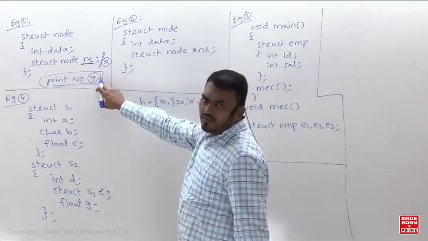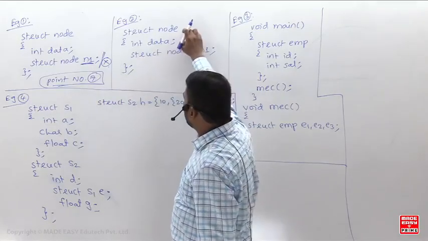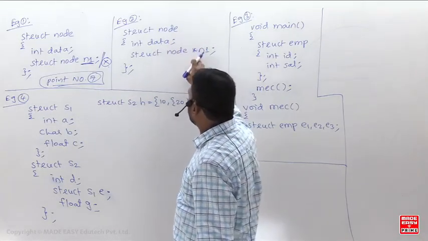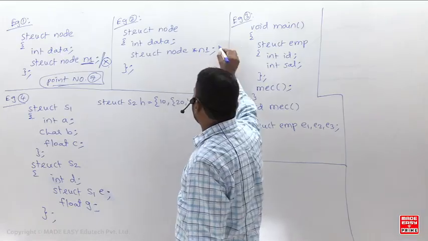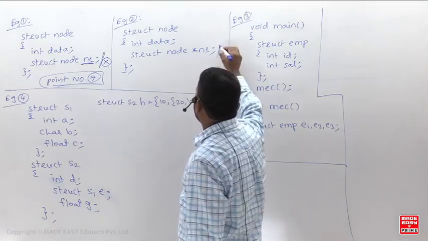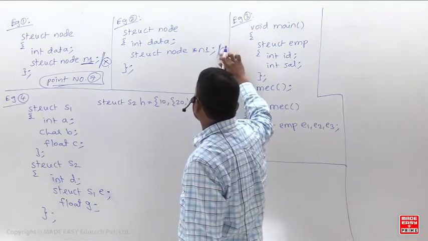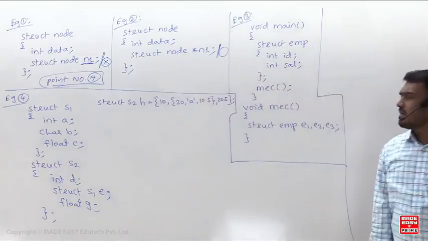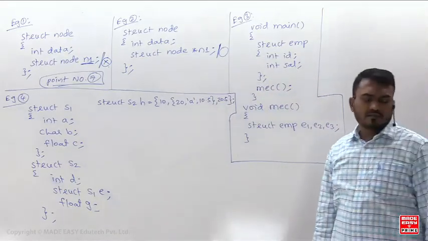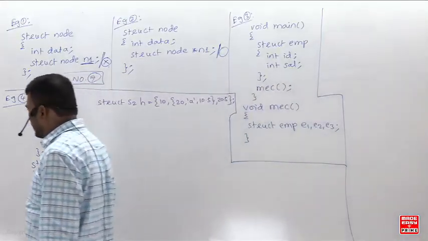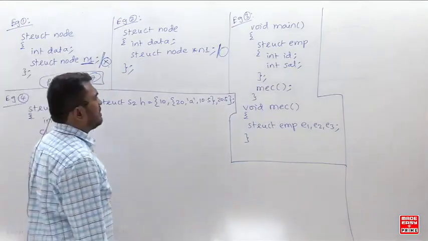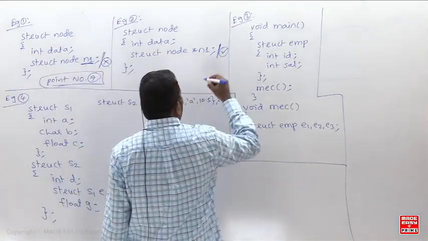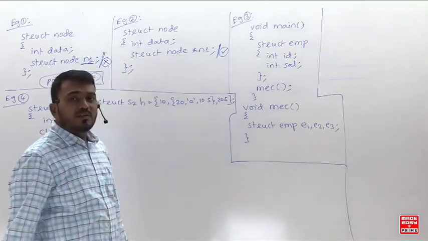Refer to point number 7. Next: struct node { int data; struct node *n1; }. Now if I write this, is this allowed or not allowed? Second example: struct node *n1. Allowed or not allowed? Very good, that is allowed, because that is a pointer variable.